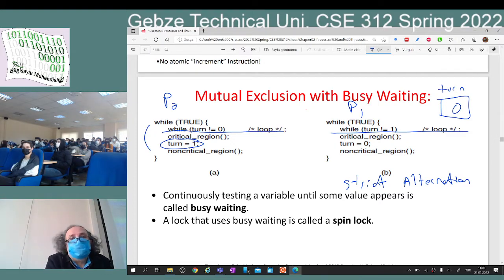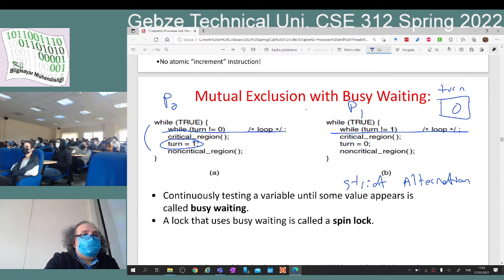So that's the thing. The other thing is that one of the processes doesn't have to be terminated. Both of them are alive, but P0 is running much faster than P1. Let's say we have this. P0 entered the critical region. It did the critical region, made the turn 1, and ran the non-critical region, without switching to P1.